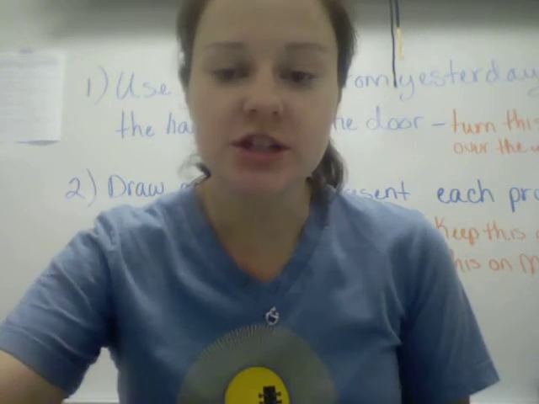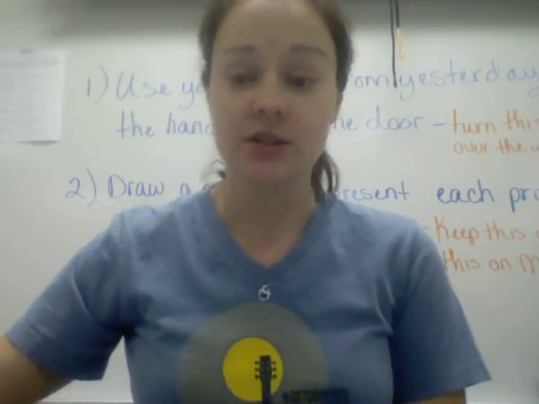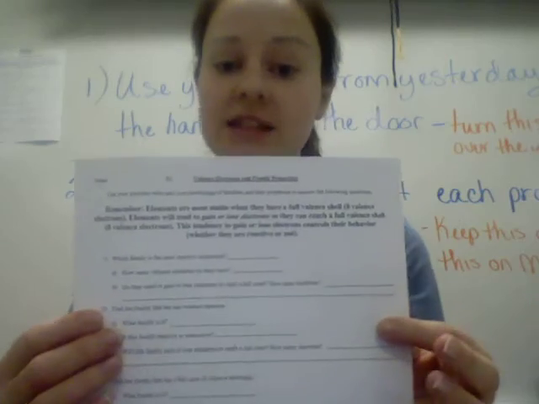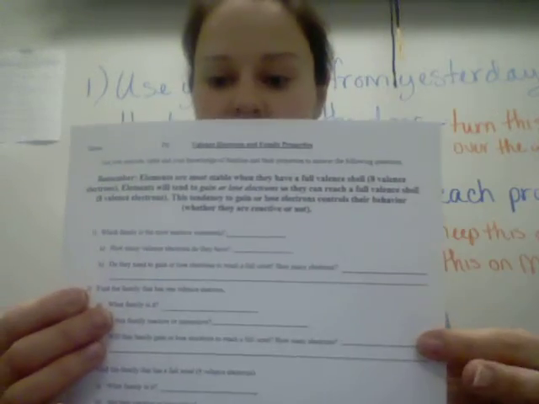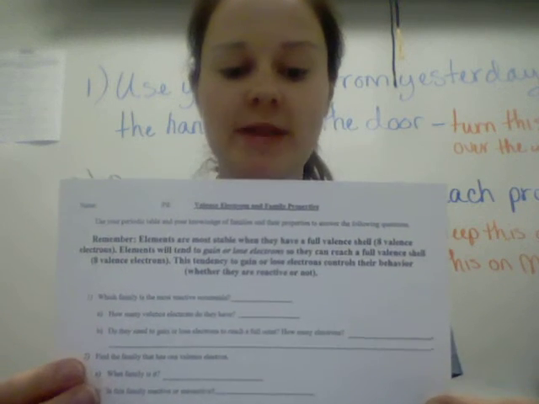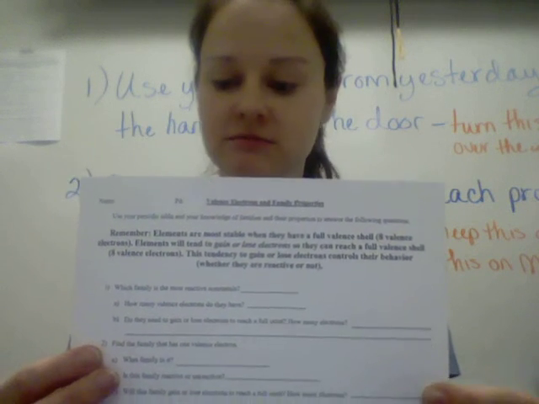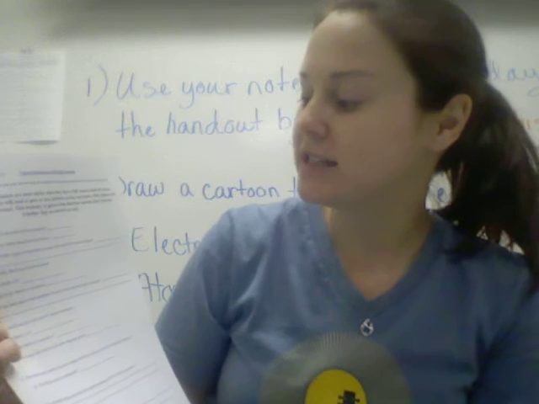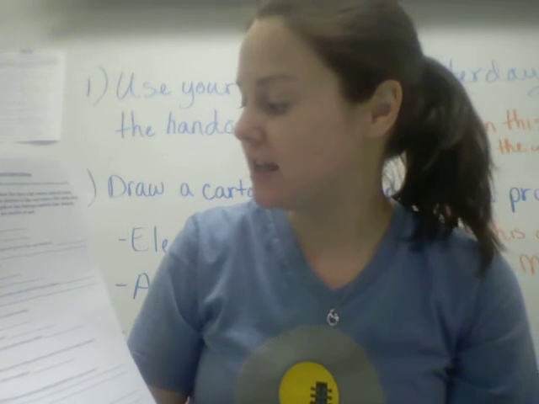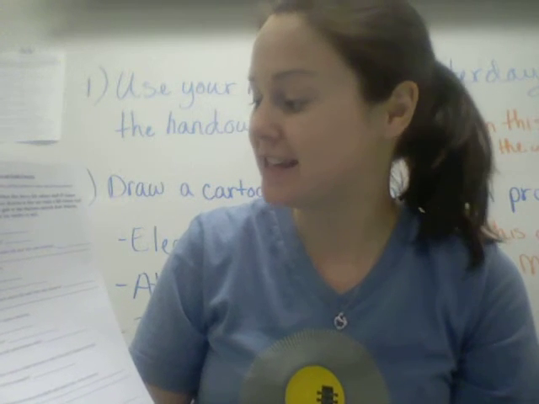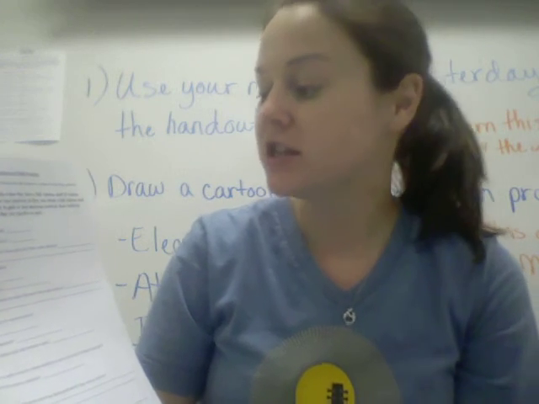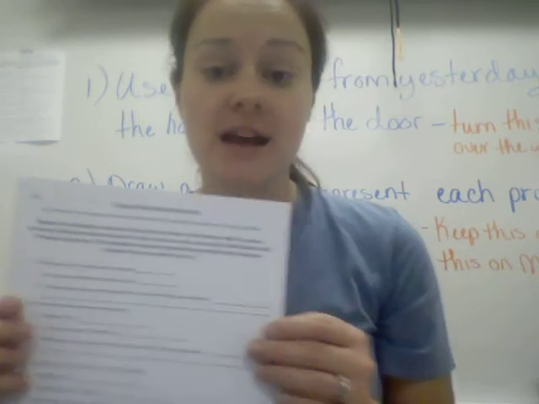There are some questions by the door that I would like you guys to answer. At the top, I remind you that elements are most stable when they have a full valence shell. It says elements will tend to gain or lose electrons so they can reach a full valence shell. This tendency to gain or lose electrons controls their behavior, whether they are reactive or not.